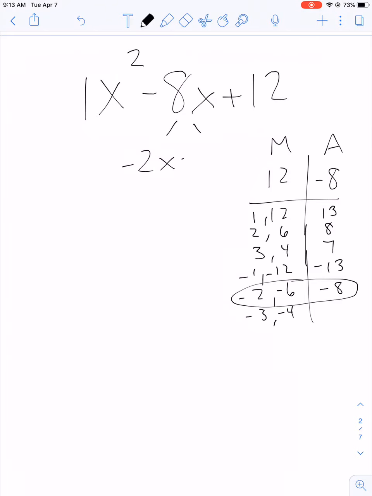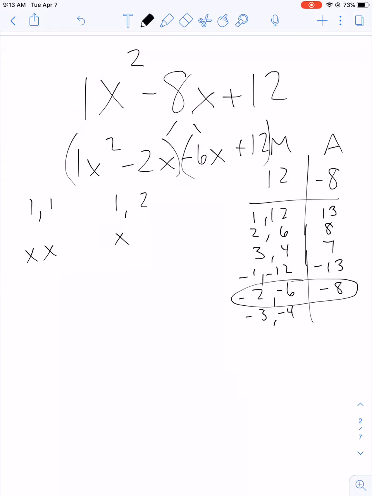Negative 2x, negative 6x, positive 12, 1x to the second. Group the first two, group the last two. 1 is 1 times 1. X squared is x times x. Negative 2x, we don't really worry about that. It's just 1 and 2. And x. So it's going to keep its sign. So we're not going to really worry about that.